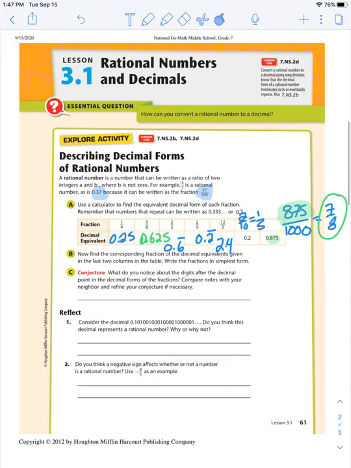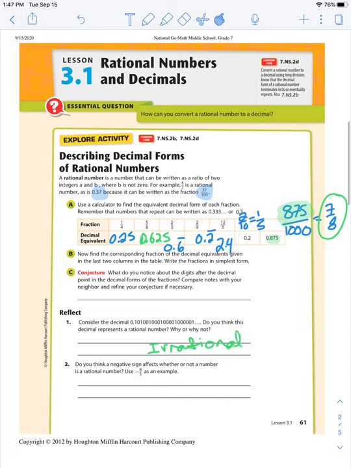All right, so let's reflect on this a little bit. Consider the decimal 0.10100100001, and it keeps going. Do you think this represents a rational number? Instinct is to say that it repeats because it has a pattern, but just because it has a pattern does not mean it's repeating. This decimal actually does not repeat because the pattern switches up every time. It's a different amount of zeros. Because it doesn't repeat, the number goes on forever, and it is irrational.